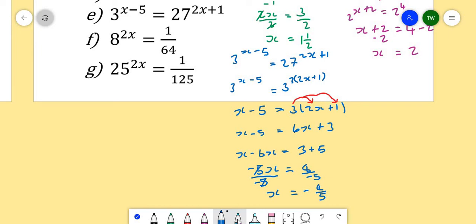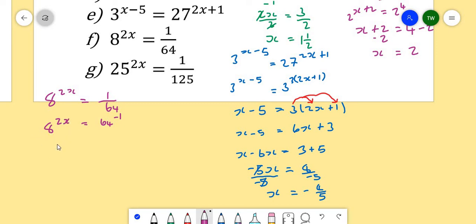Now to the next example. Here we have 8 raised to the power of 2x, which is equal to 1 over 64. So 1 over 64 is the same thing as 64 to the negative 1, right? And on our left hand side, we still have 8 raised to the power of 2x, right?